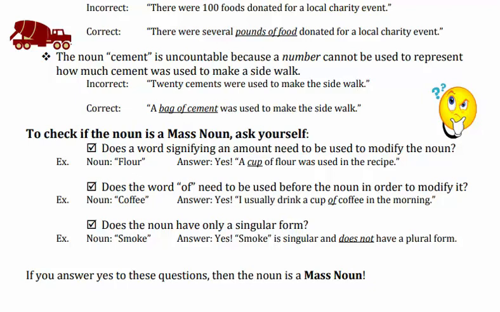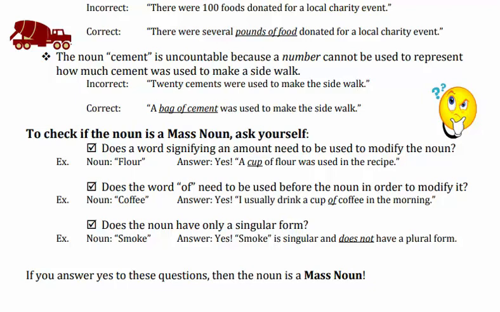What comes next? Does the word of need to be used before the noun in order to modify? Same is the case कि आप जब preposition का use करते हो, ठीक है, उससे आपको साफ पता चल जाता है कि जहां पे भी ऐसे of use हो रहा है before the noun, तो आपको पता चल जाता है कि that it is included in the category of mass noun. जैसे इन्होंने लिखा, I usually drink a cup of coffee in the morning. So the preposition of is used in order to indicate the mass noun.